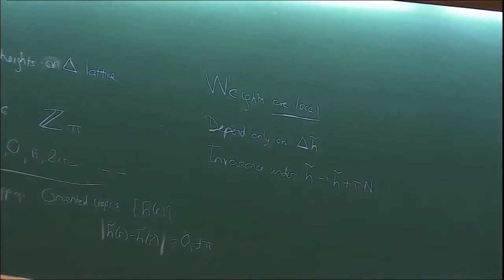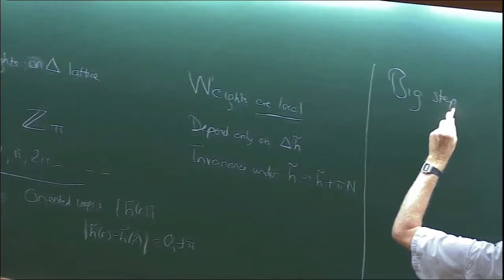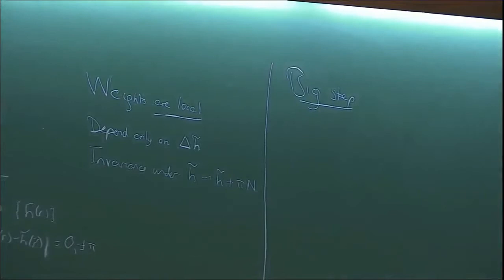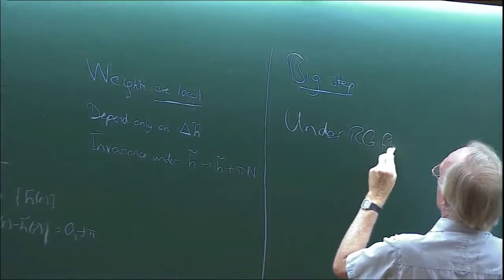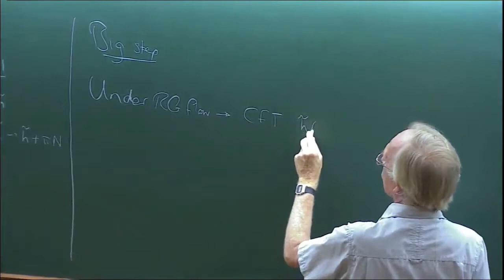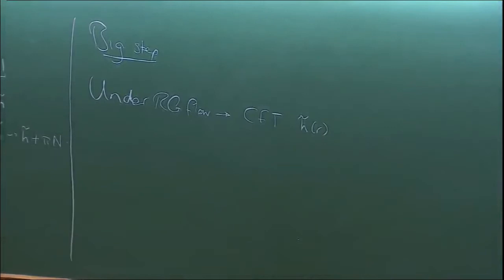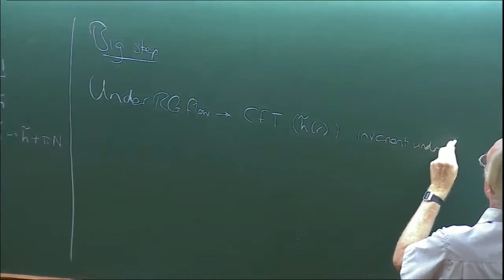So now what I'm going to do is to make a big step. So up to now, everything's just been counting. It's been completely rigorous, but now comes the egregious step, which is that under renormalization, under some kind of RG flow, this is going to map into some kind of a conformal field theory, which depends upon the field H tilde, which is now going to be a continuous field living in continuous space, such that it's invariant under H tilde goes to H tilde plus n pi.